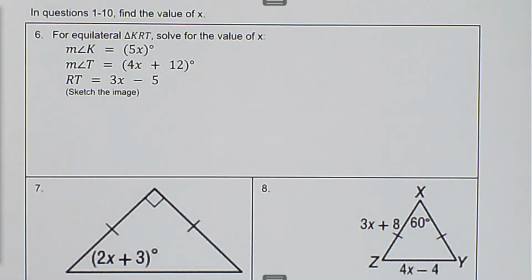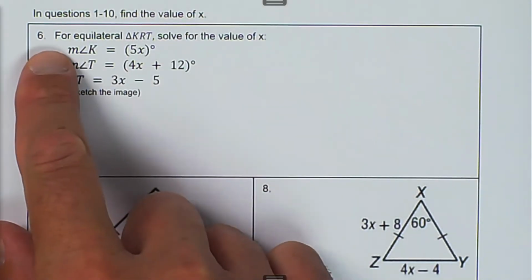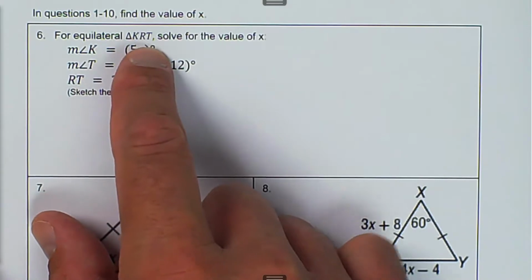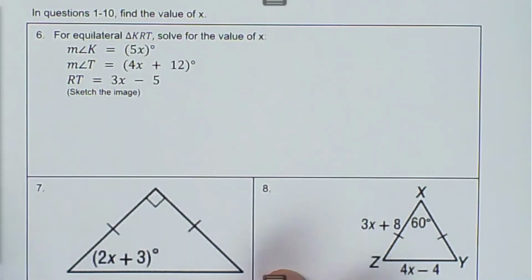We're talking about equilateral and isosceles triangles. And in questions 1 through 10, find the value of x. For equilateral triangle KRT, solve for the value of x. So it tells us it's an equilateral triangle.